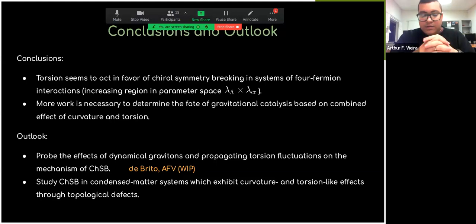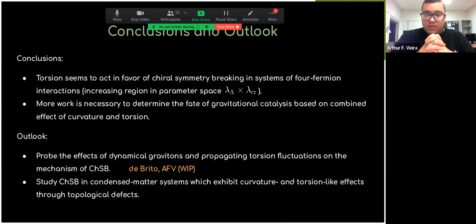As an outlook, and as a way to try to circumvent this, we are probing the effects of dynamical gravitons and propagating torsion fluctuations on the mechanism of chiral symmetry breaking. And this is a work that is being done by Gustavo and myself, and will probably appear in the near future. And in this case, we are trying to go beyond this limitation of considering small amplitude, and also considering the effects of propagating torsion degrees of freedom, because in this work, we didn't include any propagating torsion effect.